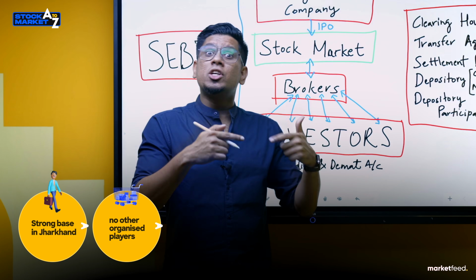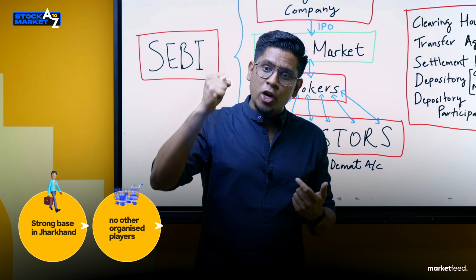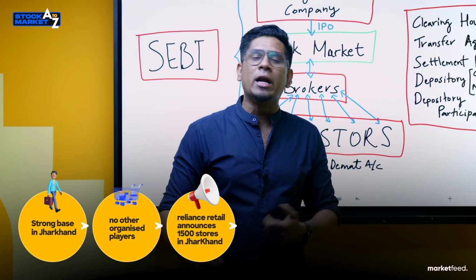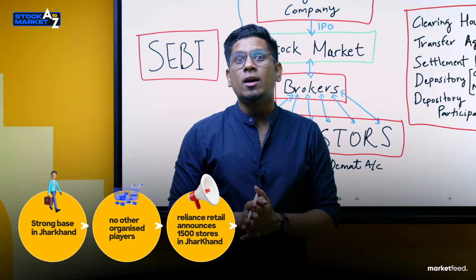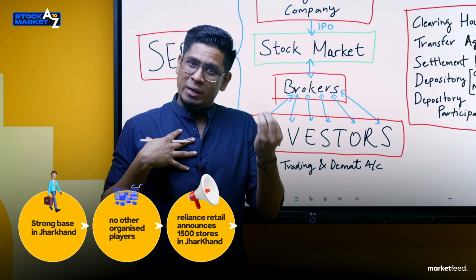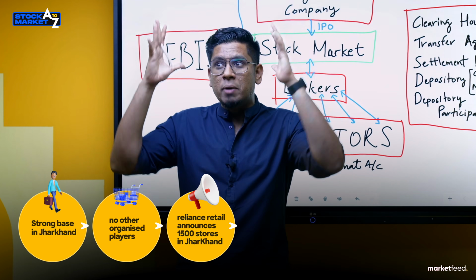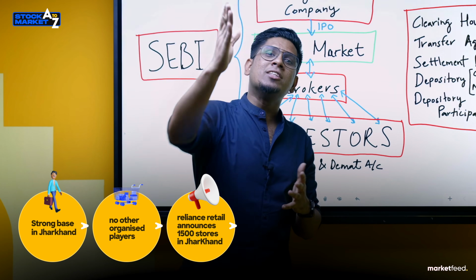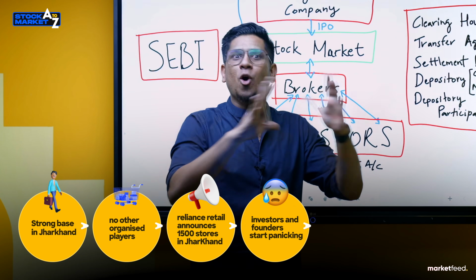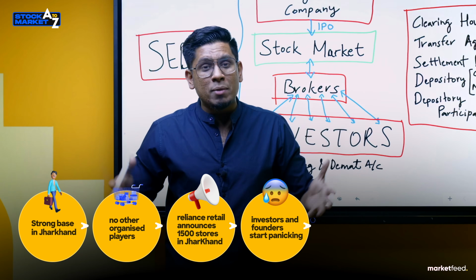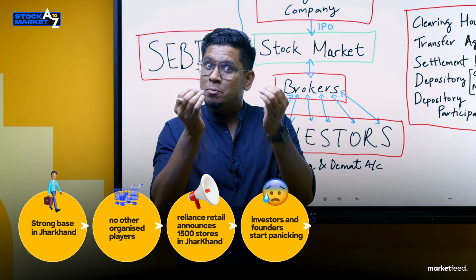So, then comes a news saying that Reliance is going all in on Jharkhand. They are planning to open some 100 stores in Jharkhand. Won't investors be a bit sad hearing this news? They'll be sad, or they'll be worried that, okay, Jignesh Bhai's major business is happening in Jharkhand. Now Reliance Retail is getting in there, opening a lot of their stores. So now market sentiments around Jignesh Bhai's business is bad.